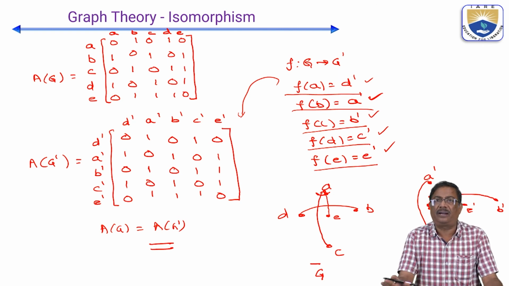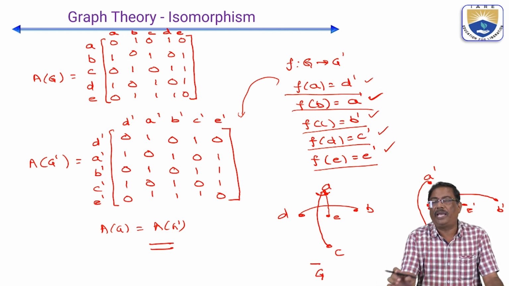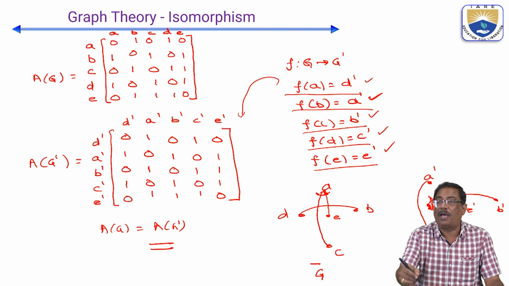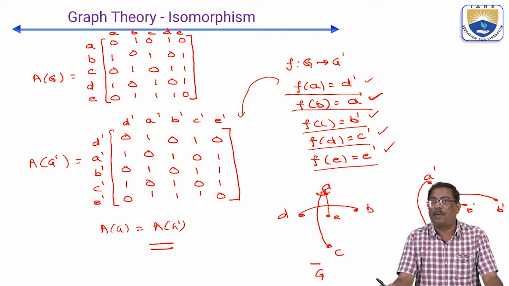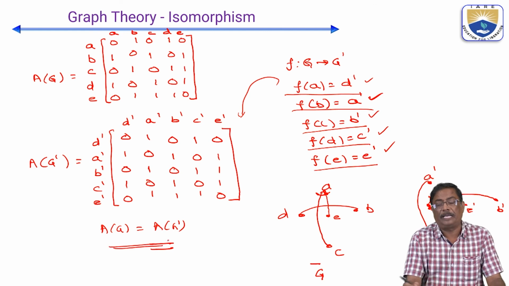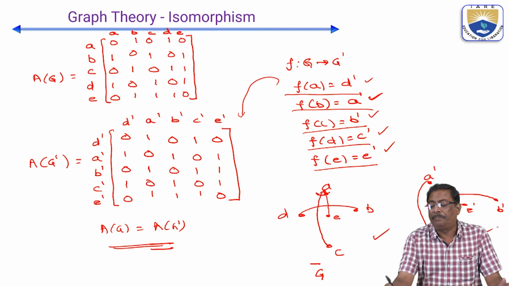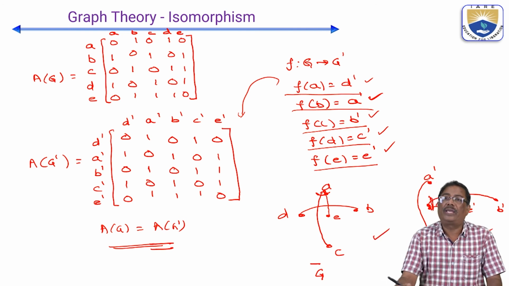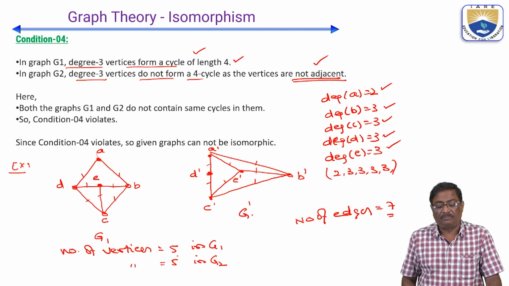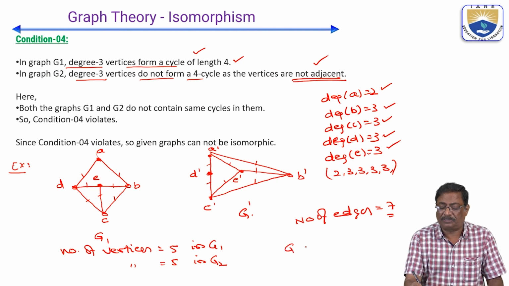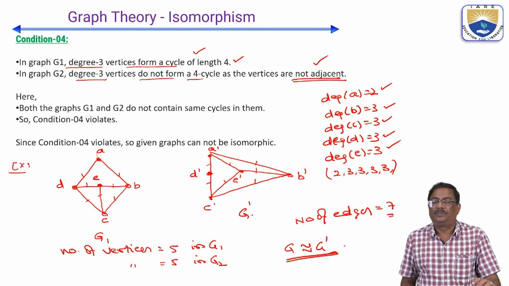Or else you can construct the adjacency matrix in any order. Then whatever columns are identically equal to A of G, you assign the mappings in that way. So just by constructing the adjacency matrix, or by taking the complements of the graphs, we can say that the graphs are isomorphic to each other. So here the given graphs G and G dash are isomorphic to each other.